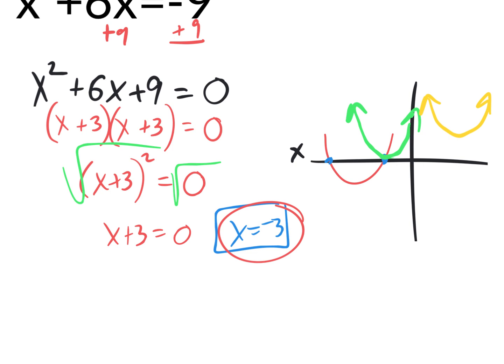Once again, this is a quadratic equation. It could have one answer, like we did right here, or it could have two answers, or it could have no answers. It doesn't cross the x-axis. It could have one x-intercept, two x-intercepts, or no x-intercepts. Okay?